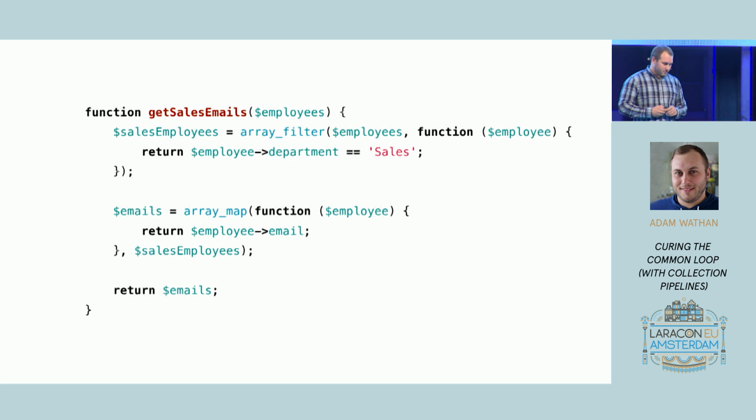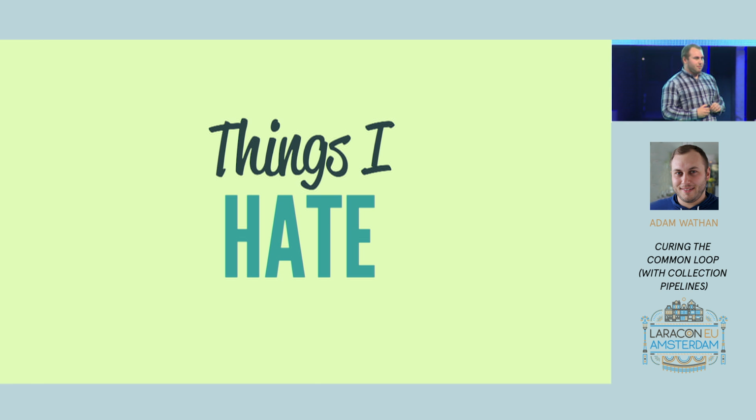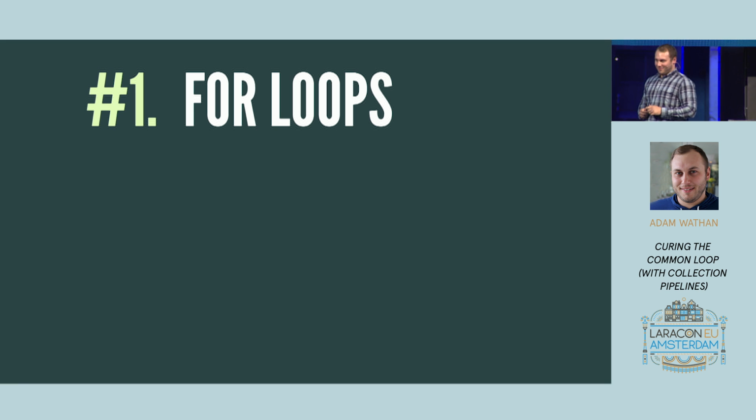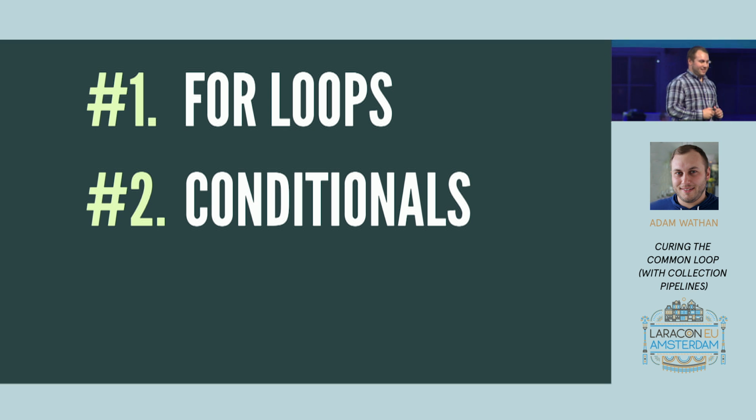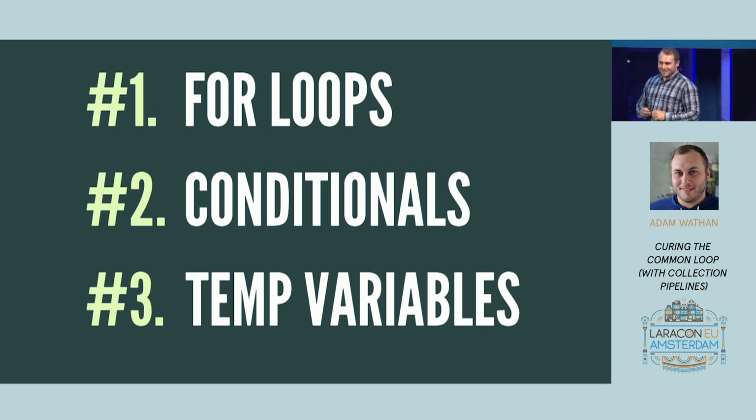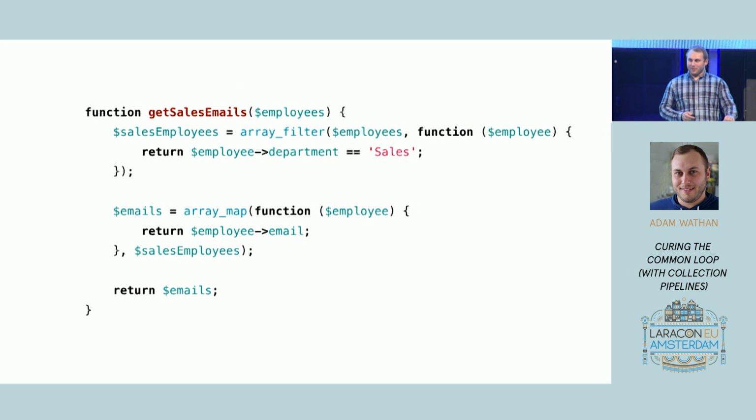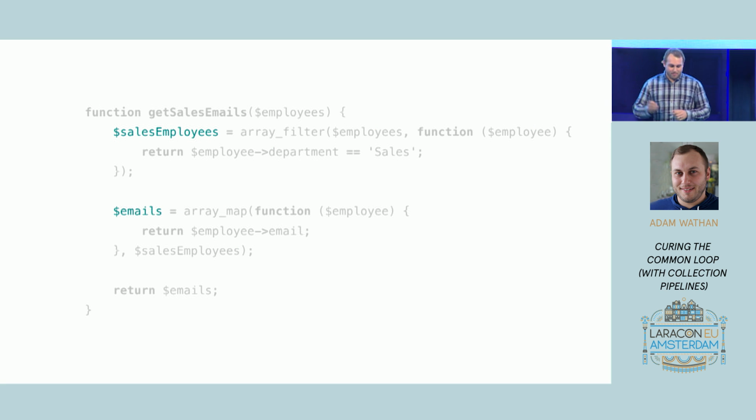So I want to take a little bit of a break here to talk about some things that I hate. The first is for loops, if you haven't gathered already. I hate for loops. The second is conditionals. I hate conditionals. And so far we're doing a good job of avoiding both of these two things that I hate. But the third one is temporary variables. Some of the cornerstones of programming: for loops, conditionals, and temporary variables. If we look at this code that we have here, we have no loops, no conditionals, but we have not one, but two horrible, evil temporary variables.